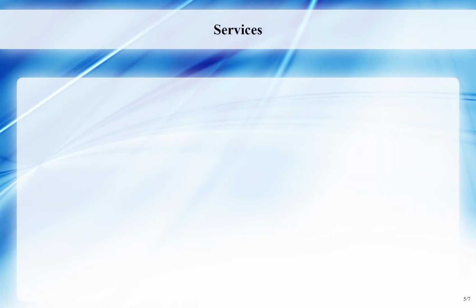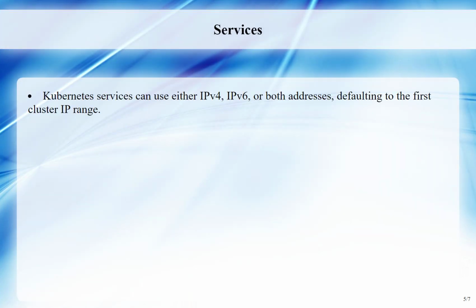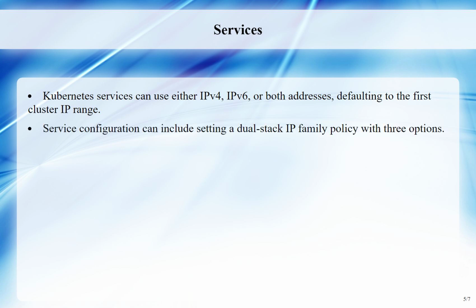Services. Services in Kubernetes can use IPv4, IPv6, or both address families. The address family of a service defaults to the first service cluster IP range configured in the kube-apiserver. When defining a service, you can configure it as dual stack by setting the .spec.ipFamilyPolicy field to specify the behavior you want. There are three options for this field: SingleStack, PreferDualStack, and RequireDualStack.